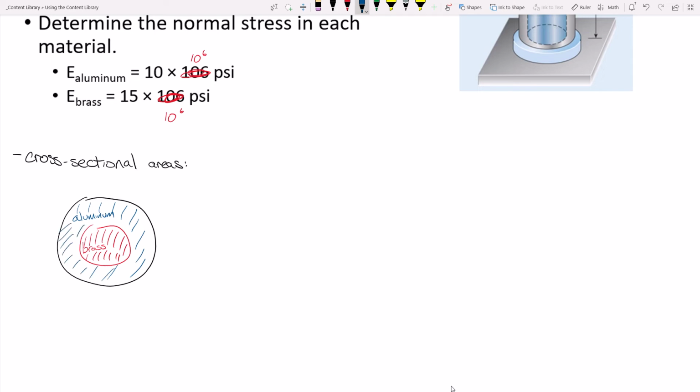So by composite, I mean we have a column comprised of multiple materials that are acting together. Now what we were told is that the entire diameter, the outer diameter, was 4 inches, and we were told that the inner diameter was 2 inches. Okay? So what I want to do is determine the area of the brass and the area of the aluminum. So somebody help me out. How would I determine the area of the brass? Let's start off with that. There you go.